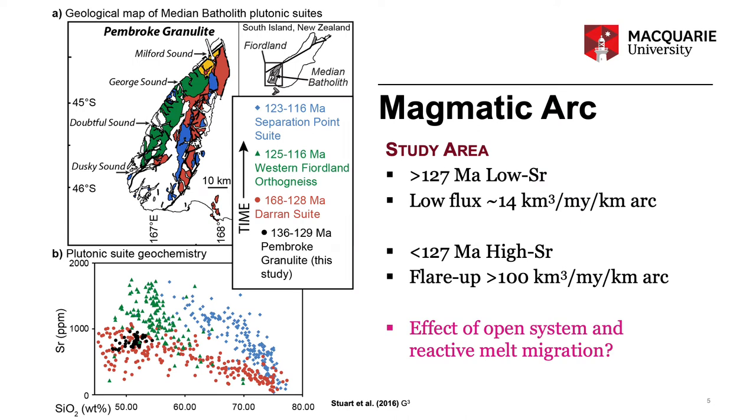The older exposed magmatic rocks in Fiordland are shown here in red, and the black dots on the strontium versus silica diagram at the bottom are from our study area in the Pembroke granulite. These older rocks show a typical arc flux rate of around 14 cubic kilometres per million years per kilometre of arc. The younger parts, shown in green and blue, formed over about a 10 million year period where there was a flare-up event, and that flux rate increased to greater than 100 cubic kilometres per million years per kilometre of arc. Our research question was to look at the effect of the open system and reactive melt migration of these high strontium mantle-derived melts through the older red pieces of crust.